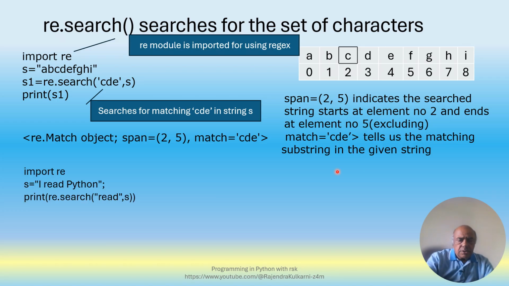Another example is the string s = 'I read Python', and then we are going to match 'read', enclosed in double quotes, in the string s using re.search. The output will be span is (2, 6). So 2, 3, 4 and 5. These are the 4 elements which are occupied by read, and match is 'read'.